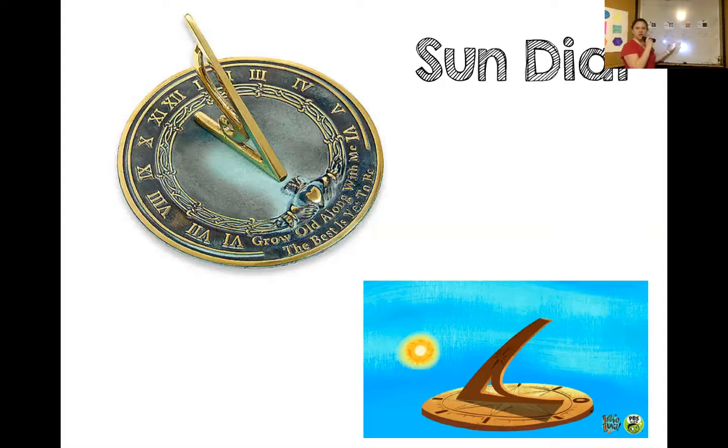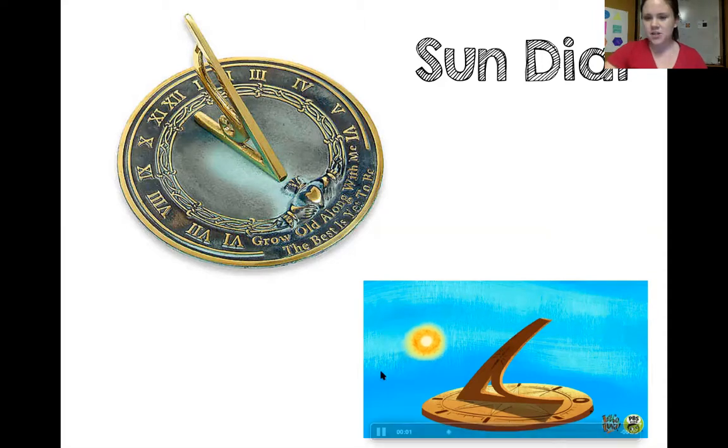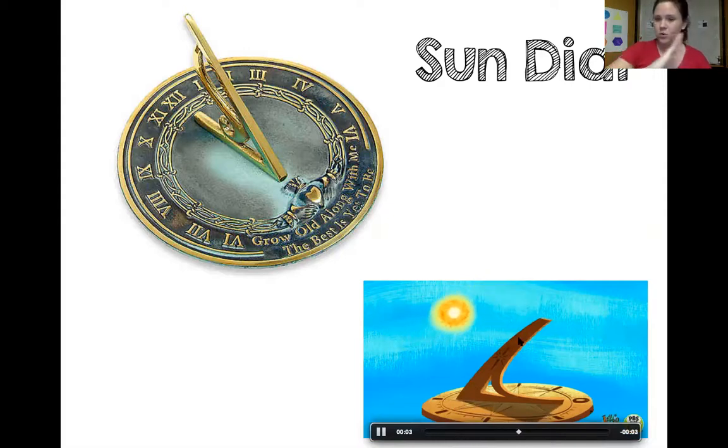Right? You can see the shadow of my hand on the board here. So we're going to make our own sundial. And it's going to look like this. But let me show you just a little bit. See this image down below? You can see the sun moving. And the shadow that that hand is creating is moving as well.